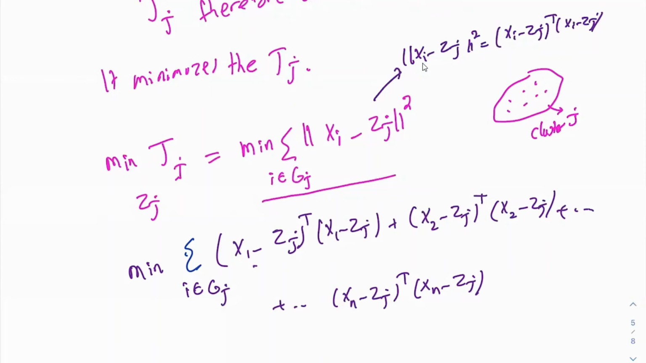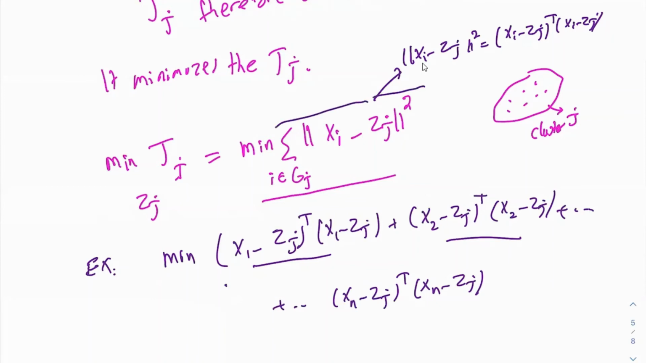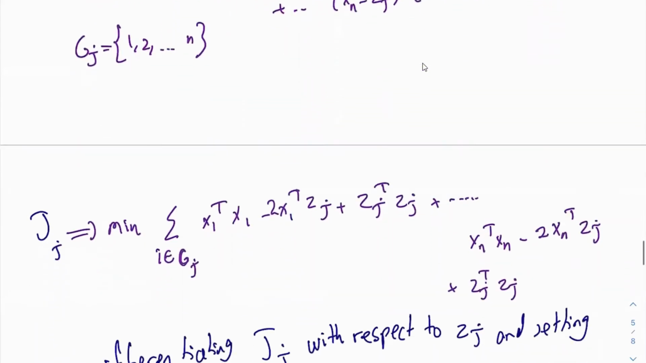So you do it for all the points. And you don't need this summation sign. This is just an example. Assume that the first n data points are in the cluster J. In general, otherwise you can keep it as it is. This is just to show you what will happen if, for example, G_j is equal to 1, 2, all the way to n. It's going to be like that. It's very important to be able to manipulate this expression. I have it here. Let's go now here.